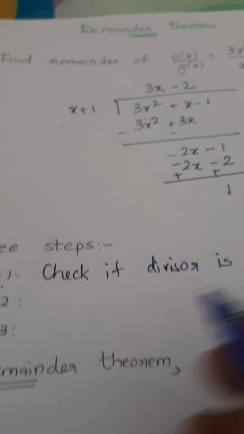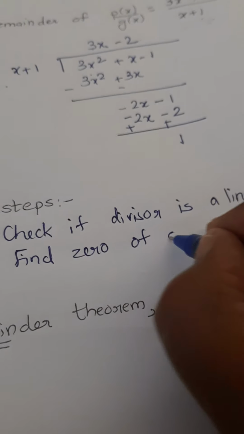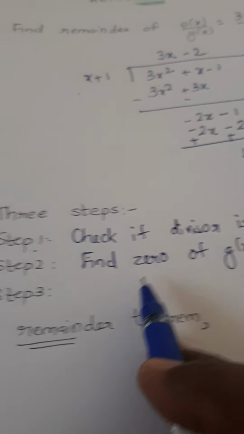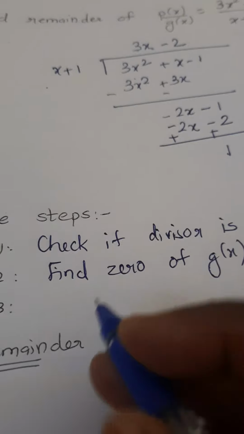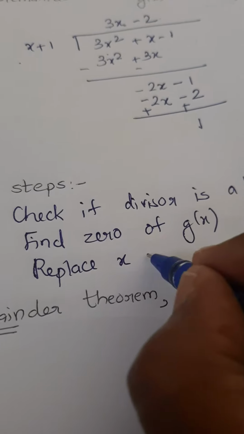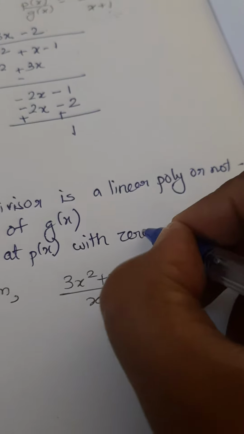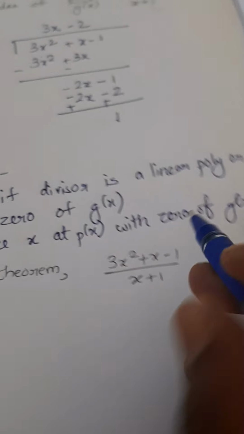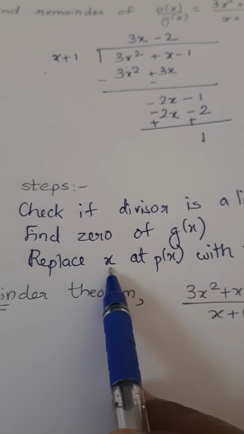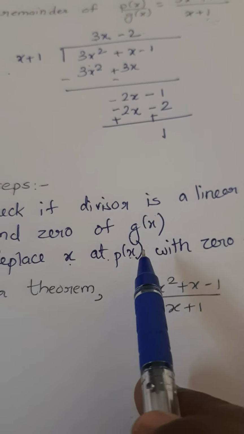Now step 2, find the 0 of g of x. That is, find the 0 of the divisor. Now step 3, replace x in p of x with the 0 of the divisor. Now you substitute the found 0 of the divisor in x, that is in p of x. So the answer you get will be the remainder.